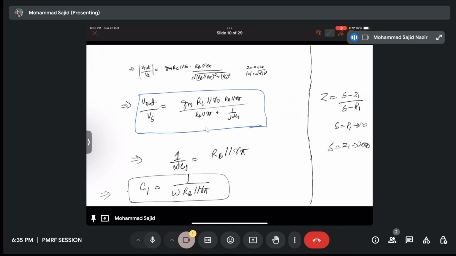Okay. So now the pole is when the magnitude of the denominator is equal to 0. Here that happens when the magnitude of the first term, that is this and this, will be 0, or they will be equal. Okay, so you get C1 from this equation.